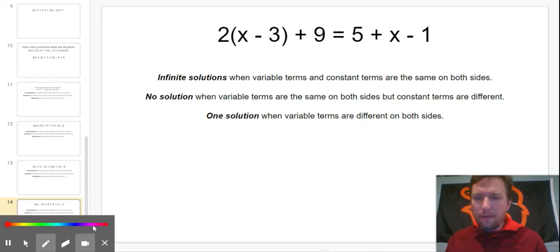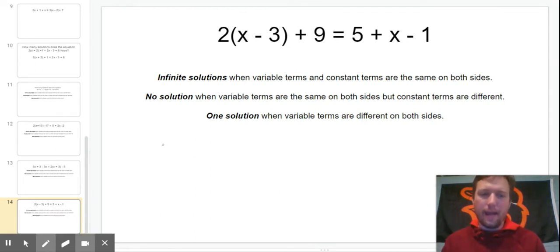So I'm going to change my color. And the first thing I want you to do, and hopefully we're getting pretty good at it, but looking at this equation, 2 times (x minus 3) plus 9 equals 5 plus x minus 1. We need to attack this problem. We keep saying attack, attack, attack. How are you going to solve this problem? And you need to do it bit by bit, okay?